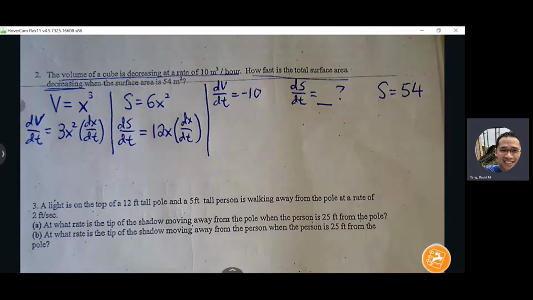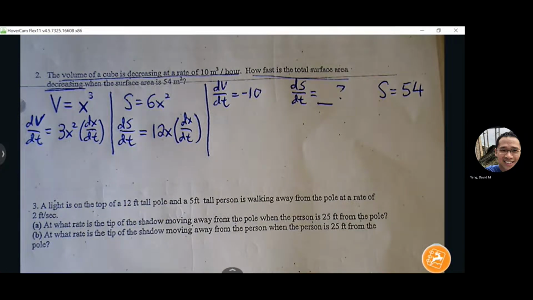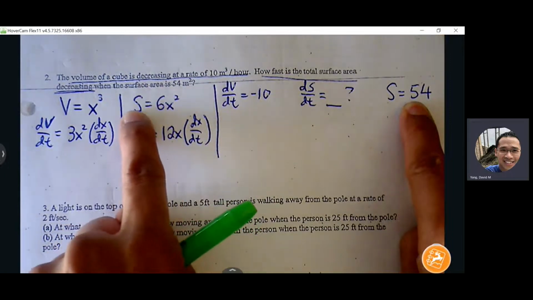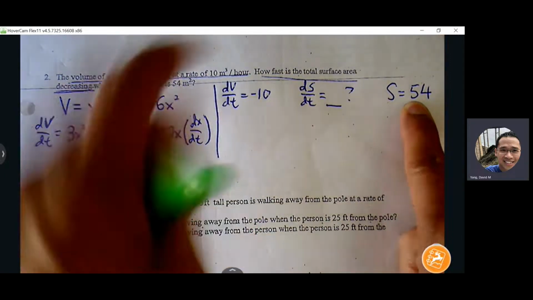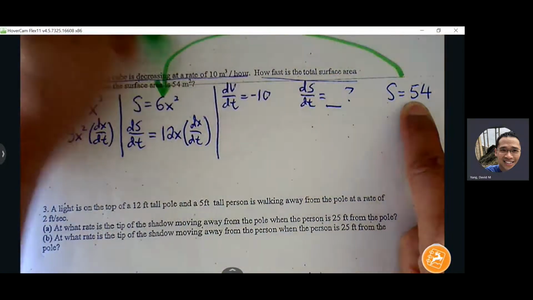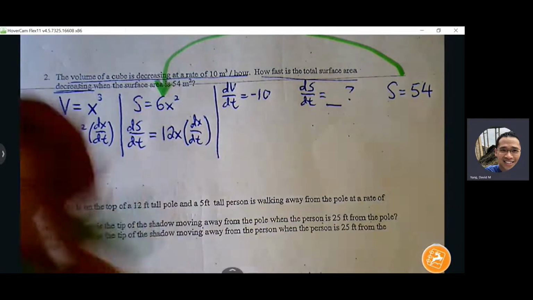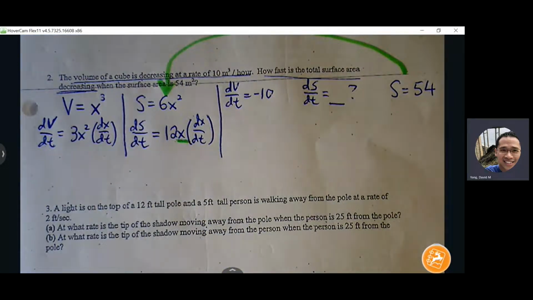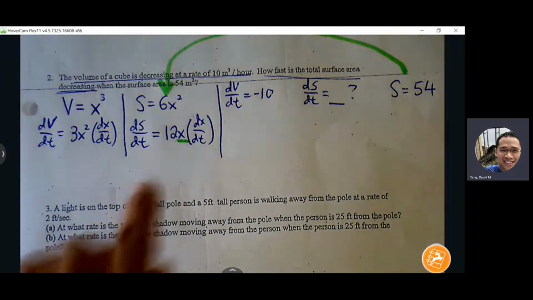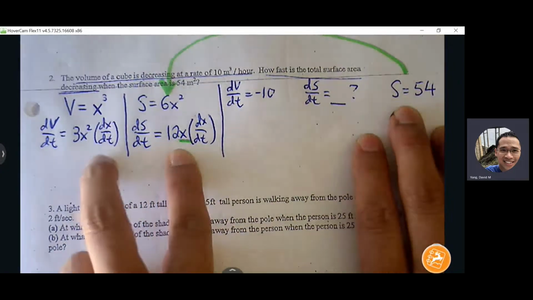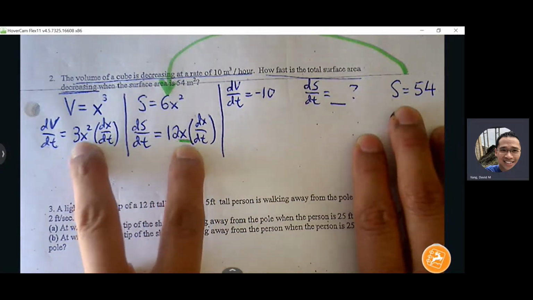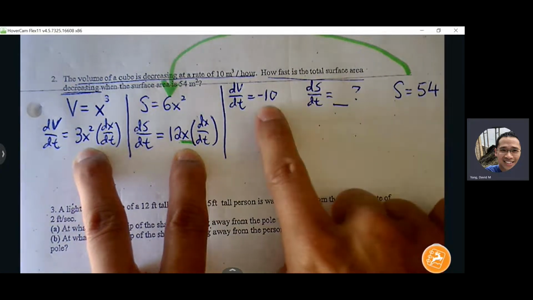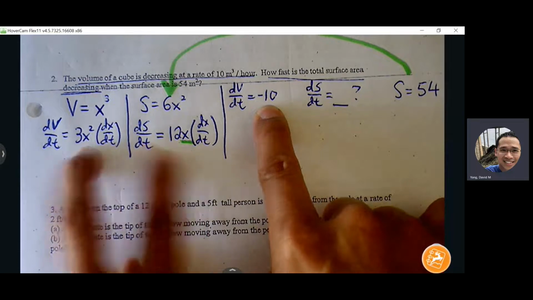How can S help us out? From the S, we can insert into the surface area formula, and we can find the x. If we find the x, that's one piece of the puzzle that we need for ultimately what we're looking for with dS/dt. So we'll do that first. But then after we find x, let's say we have the value for x, and we can insert it here. How can the dV/dt help us out? We can now solve for dx over dt.